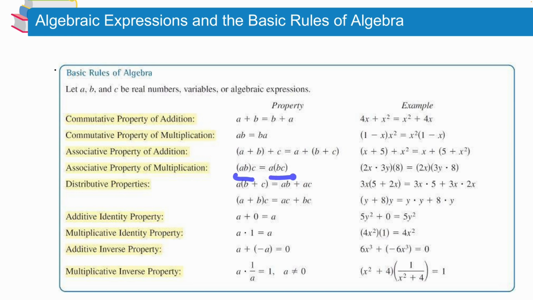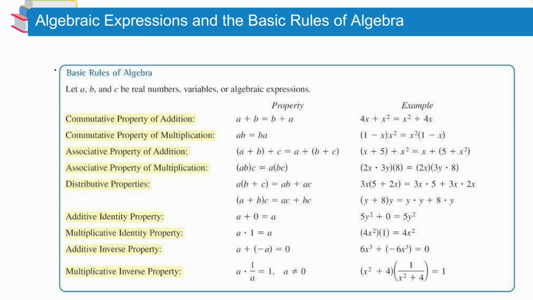And the same thing's true with multiplication. 2 times 3 times 4. You can do the 2 times 3 first, or you can do the 3 times 4 first. Either one, 2 times 3 first or 3 times 4 first, you're still going to get the same number.